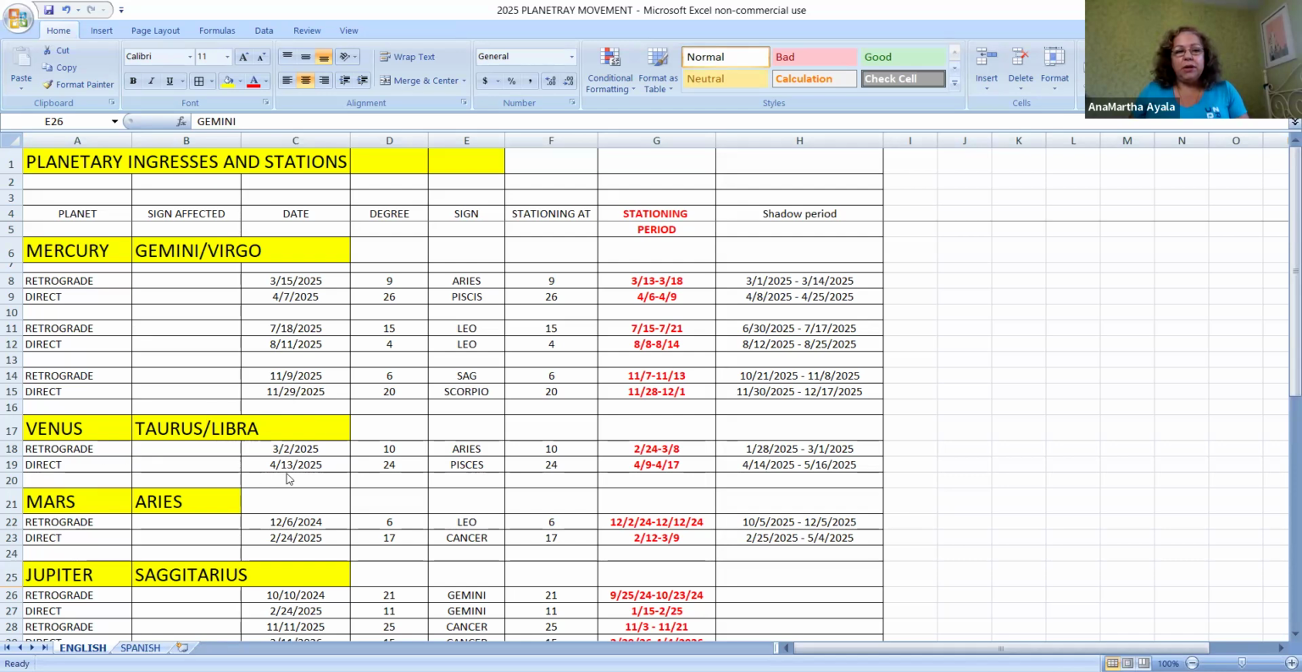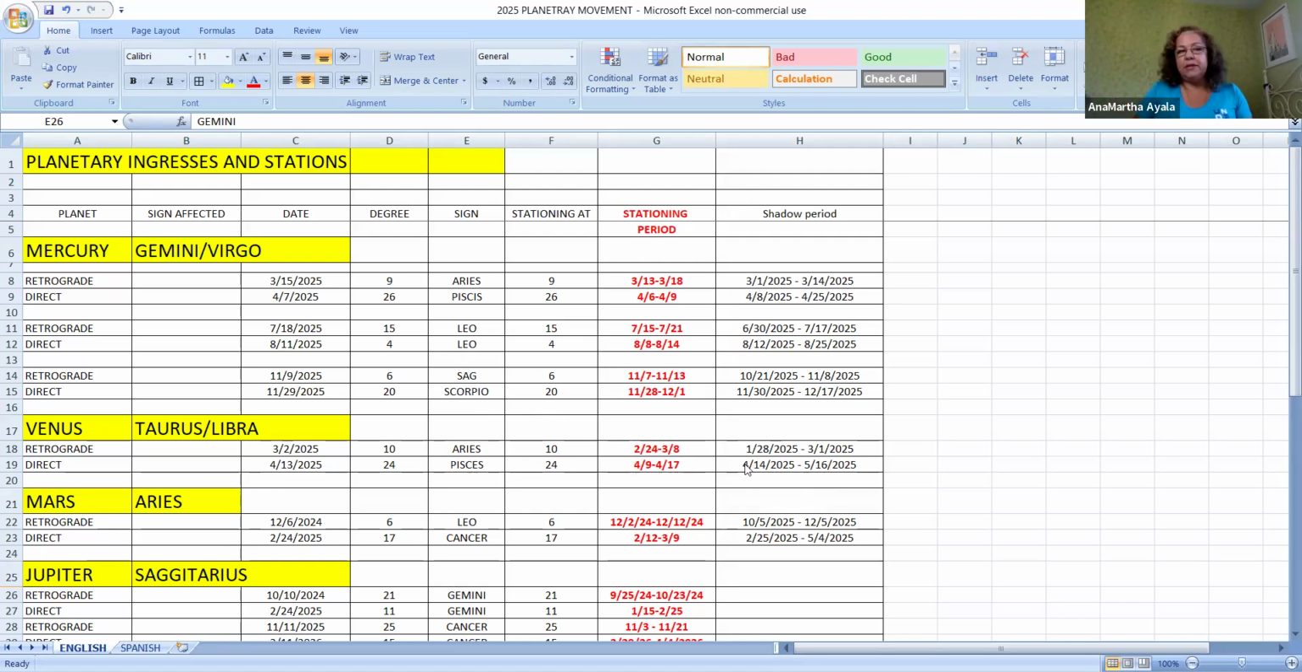Mercury and Venus are retrograding pretty much at the same time, right? And look at the degrees. They're going to go over 10 degrees of Aries and 24 degrees of Pisces. So definitely Pisces, starting from 21 degrees to 27, and then this one is 23 to 29. So the last third of Pisces is going to hear from somebody from the past. And anyway, these are the stationing periods, and these are the shadow periods, pre-shadow, post-shadow.